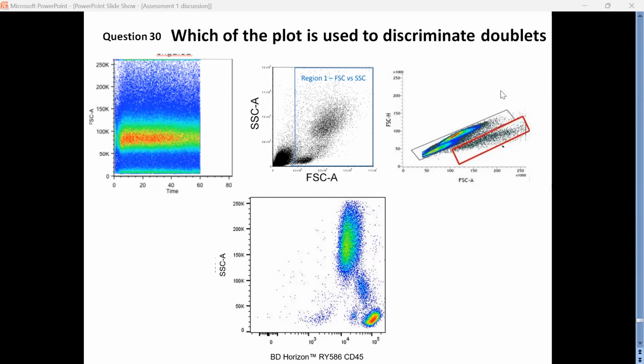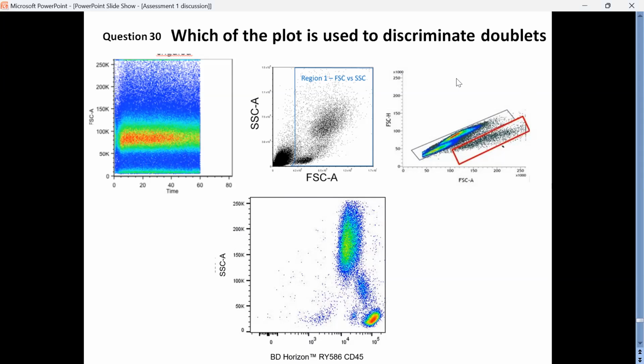We saw this in the first class. Yes. Okay, so doublets, I repeat, doublets have higher area because two cells are stuck to each other, so they have higher area and higher width. Whereas height will be the same for singlets and doublets with respect to fluorescence. It will not vary much. So when you draw a plot against forward scatter height and area, you can discriminate the doublets from singlets, and you need to take only singlets for further analysis. So this is the plot which you need to use.